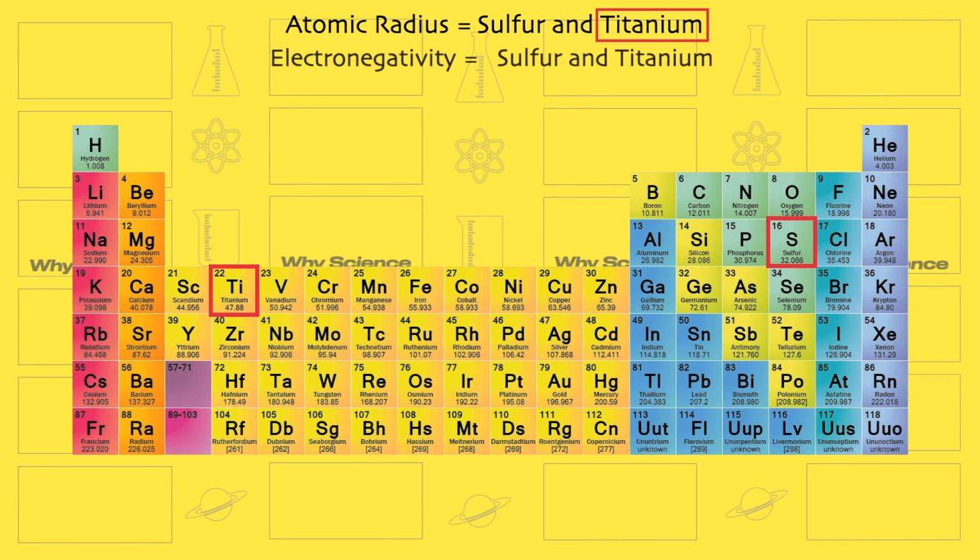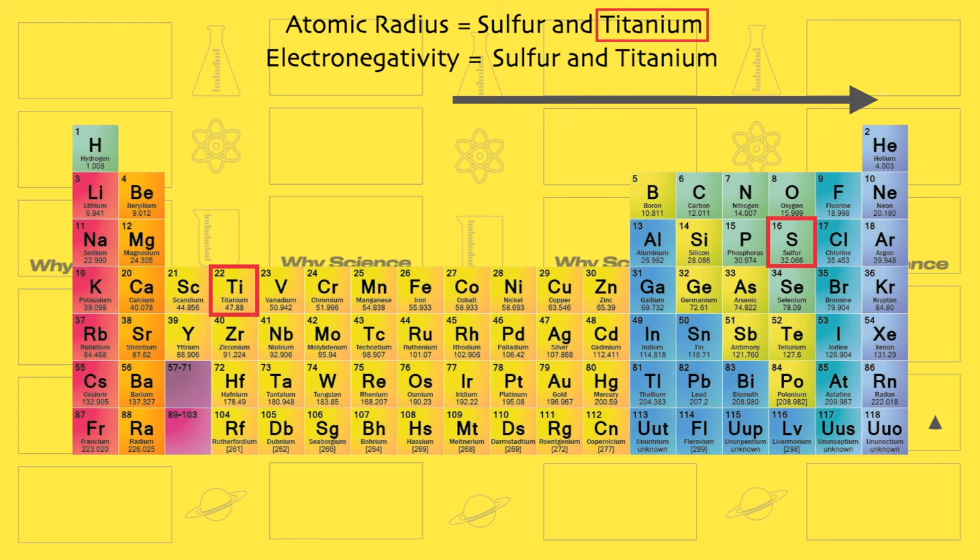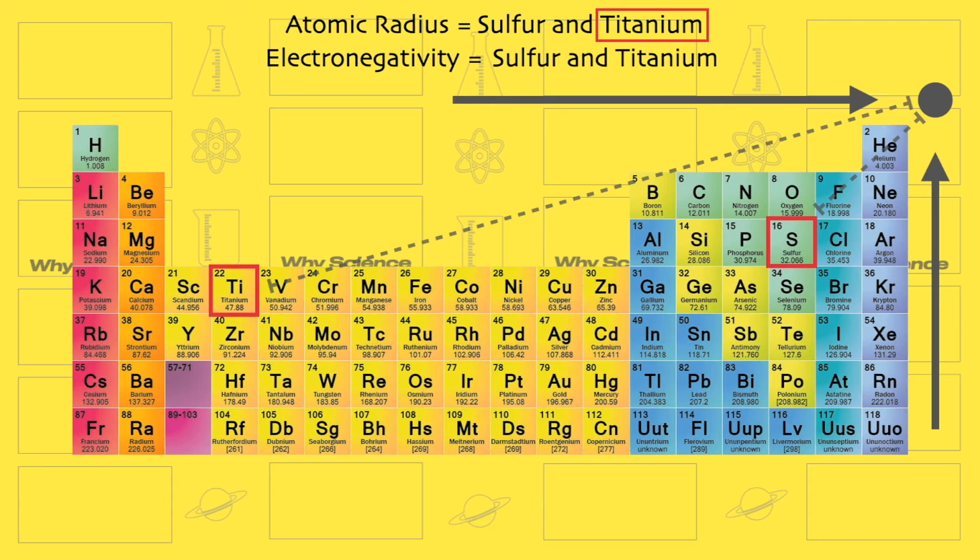Now, which among the two is more electronegative? We know that electronegativity increases as you go up and right, so imagine a dot in the upper right corner. Which among the two is closer to the dot? We can easily see that sulfur is closer, so it has a greater electronegativity.